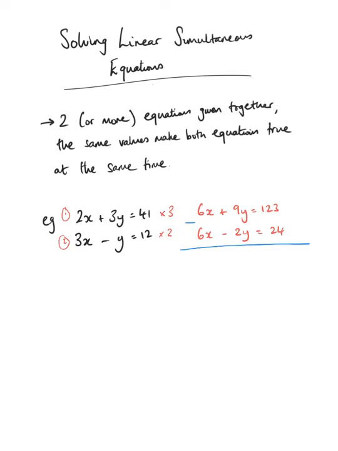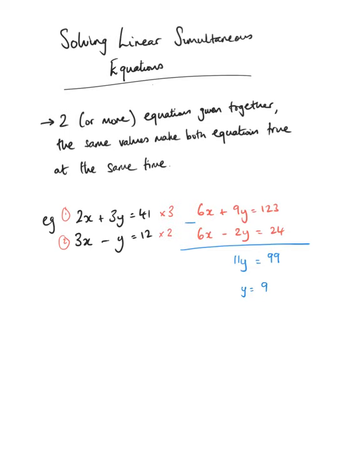Now be careful with questions like this. 9y take away minus 2y is 11y. It'd be very tempting to put 7y, as 9y take away 2y is 7y. We have to remember we're taking away a negative number, so we're doing 9 take away negative 2. And that equals 99, 123 take away 24. And I'm going to solve for y. So y is equal to 9.